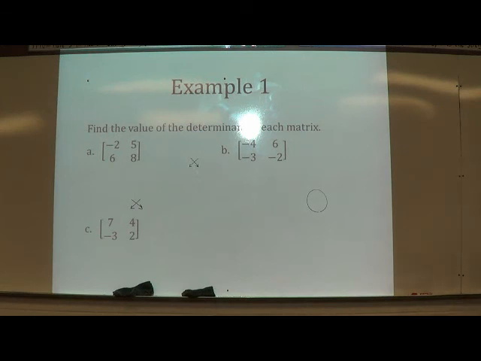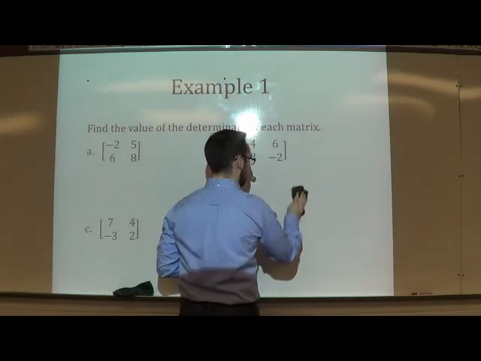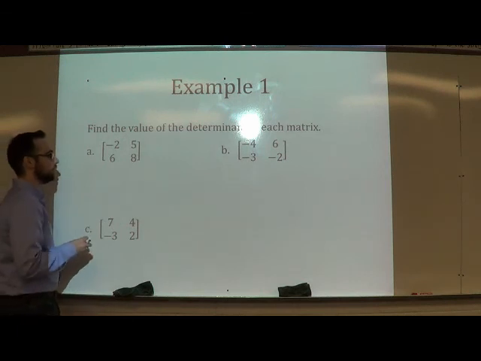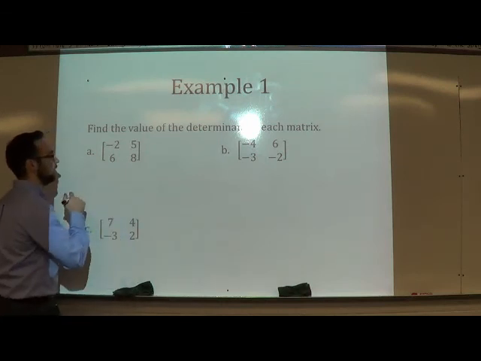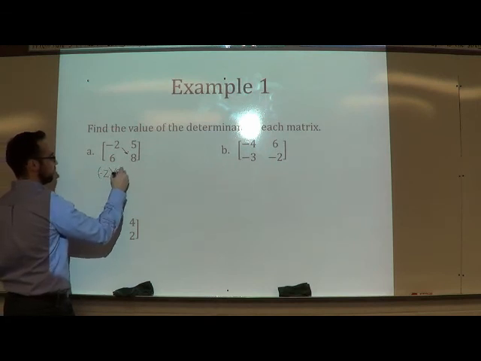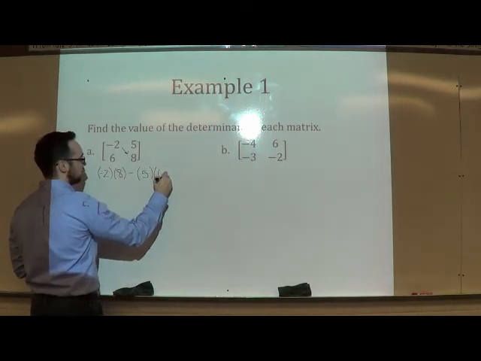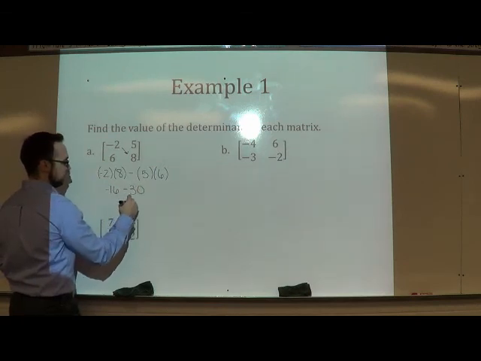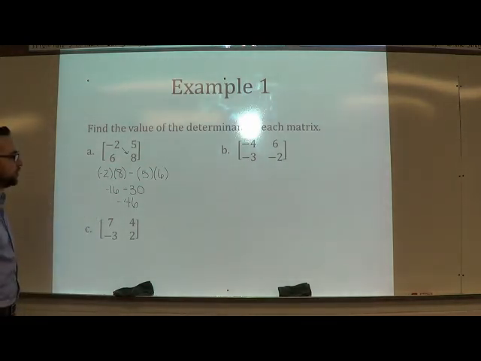So let's go ahead and look at finding the determinants of these matrices. All 2x2s. They just give us the matrix, they don't give it to us in determinant notation. So for us to find this, it's just going to say find the value. You do not have to rewrite it with the absolute value signs, you can just take it for what it is. So again, we're going to have negative 2 times 8 minus 5 times 6. So we get negative 16 minus 30 is a negative 46. And that is the determinant of this 2x2 matrix.